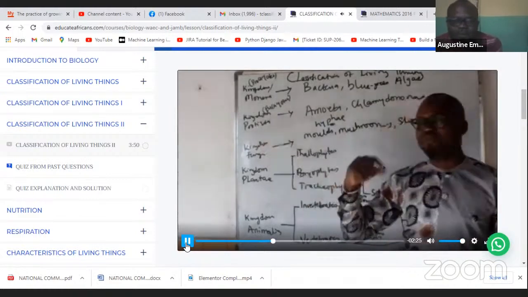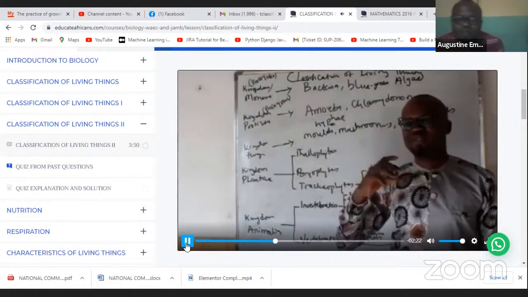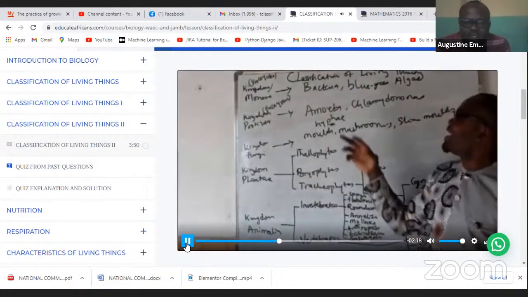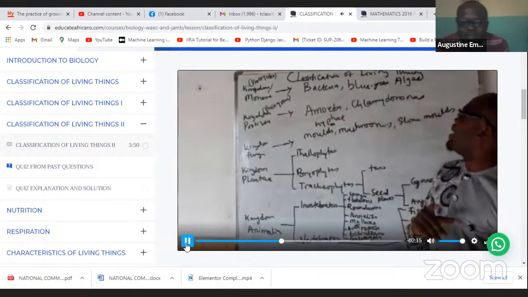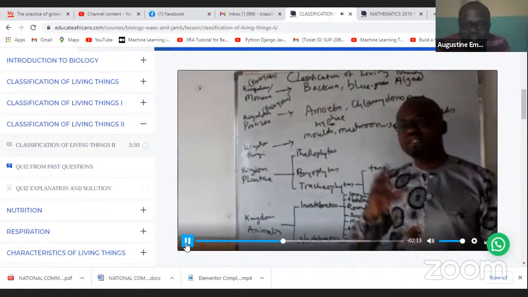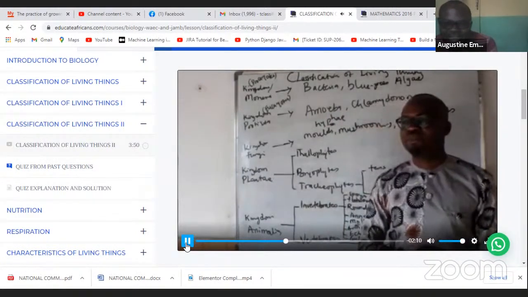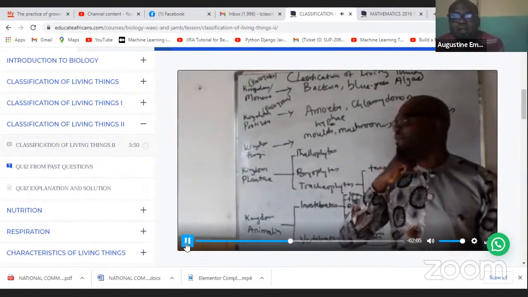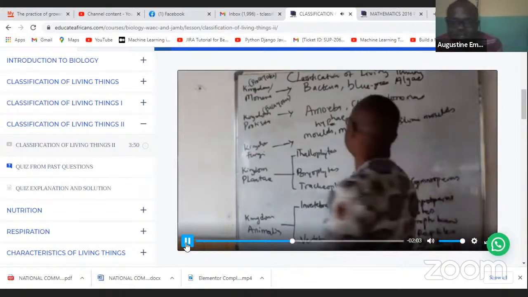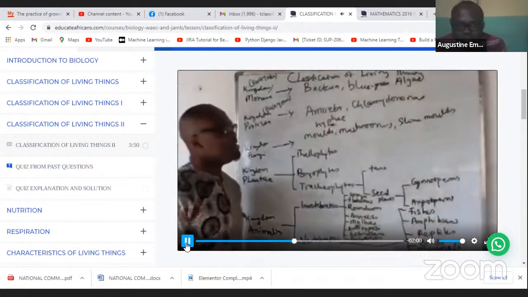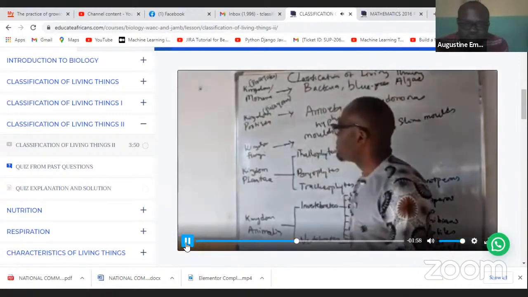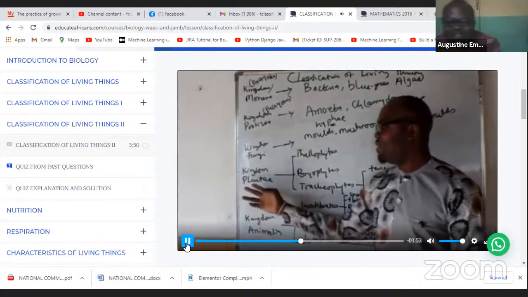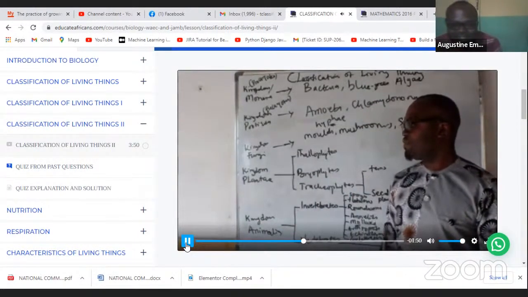And under there we have bacteria, blue-green algae. Then we have protistas, also single-cell, known as amoeba and chlamydomonas. Then we have the fungi kingdom, made up of molds, mushroom, and the slime mold. The 4th and final are the major classification, the Plantae and the Animalia.